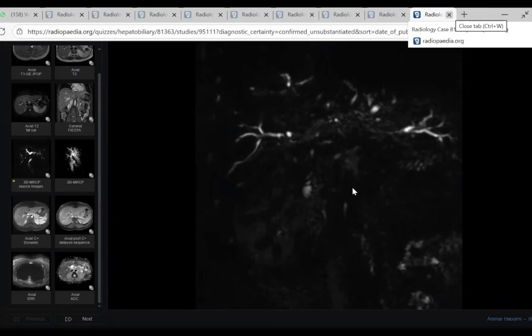Post-surgical, we must be worried about injury, leakage or ligation. Doctor, in case of suspicion of biliary duct injury and leakage, what are your next steps?